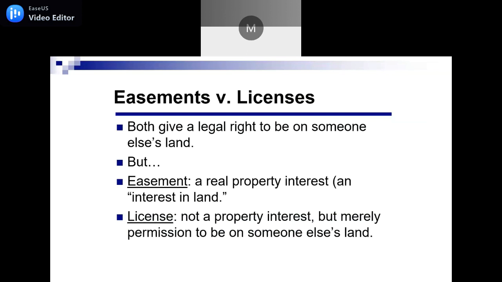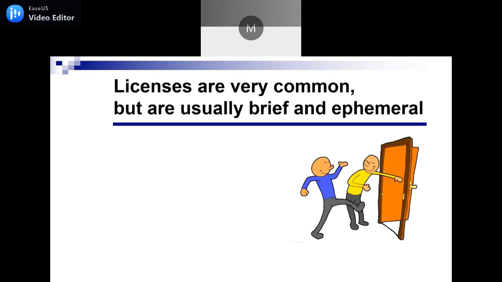And if you think about it, you'll realize that we all have licenses all the time. Almost everyone has some licenses every day. We usually don't even think about the fact that they are licenses. Now, licenses are extremely common, but they're usually brief and rather ephemeral. For example, if we shop at a store, the store puts an open sign on its door or just opens for business and invites us in. And so we have permission to be in the store, and so it's a license. It's the right to be on somebody else's land with their permission.